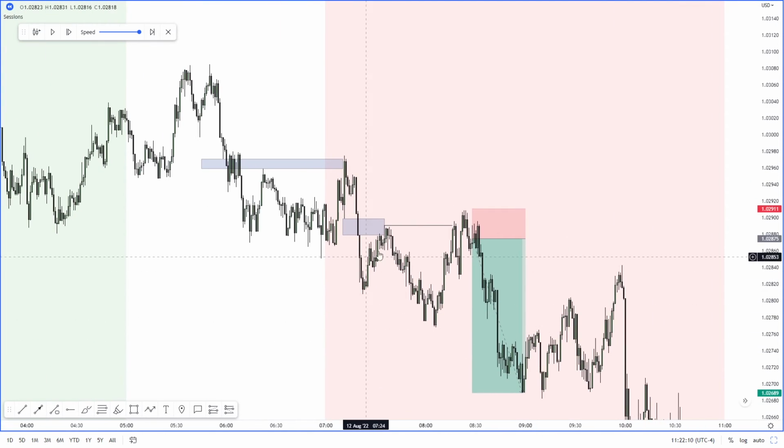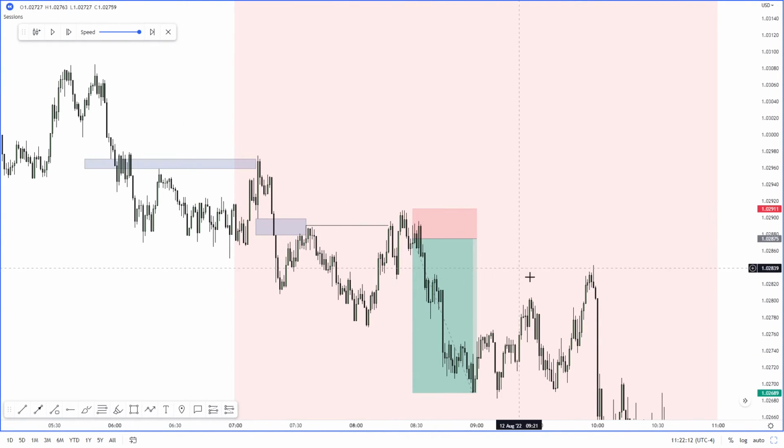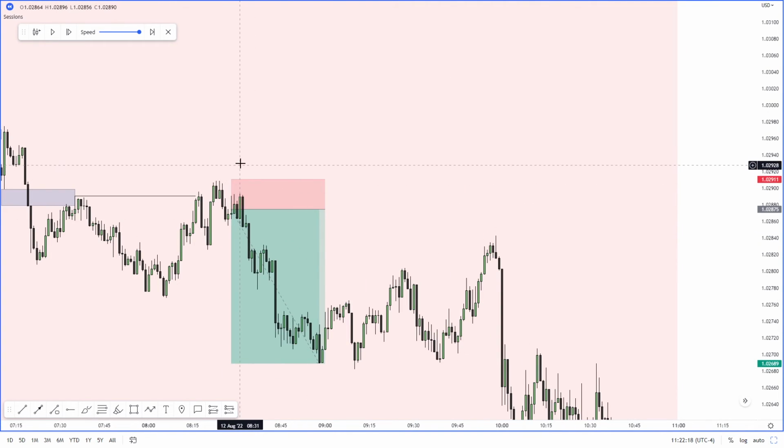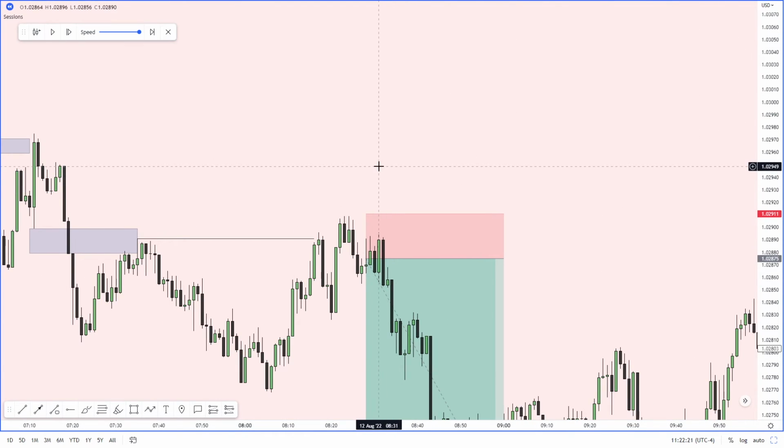So entry based on run on liquidity, pretty close to the open. I might have missed it by waiting for the open to occur and then looking for the entry. But the session opens on this candle here, which means that at that point we could have taken the entry as soon as the session began. That could have been an idea.